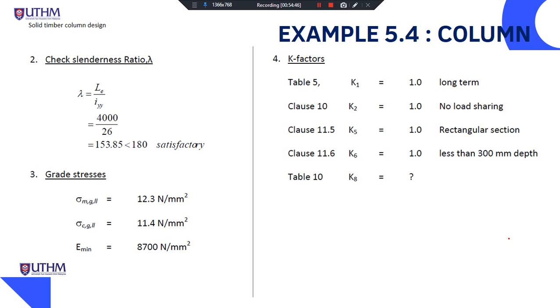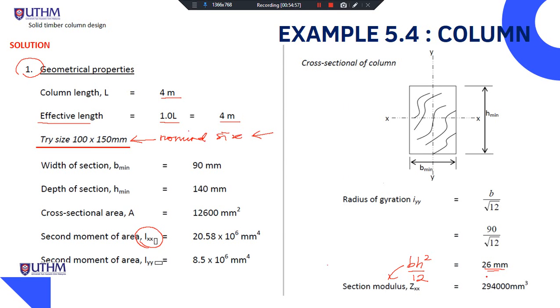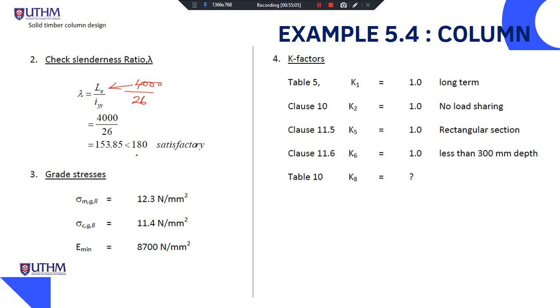So this is the slenderness ratio. Our slenderness ratio is 4000 divided by 26. Our 26 comes from this equation, and the effective length is equal to 4 meter. So thus we check our slenderness ratio is 153.85, which is less than 180, thus is satisfactory.